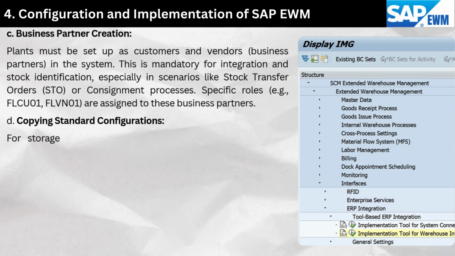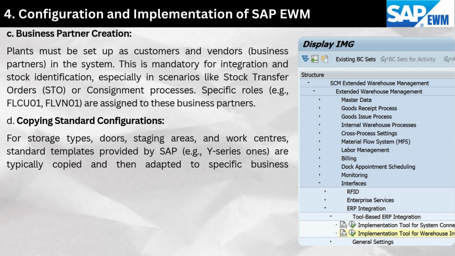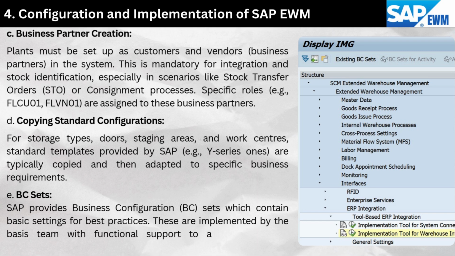Copying standard configurations. For storage types, doors, staging areas, and work centers, standard templates provided by SAP, e.g. Y-Series ones, are typically copied and then adapted to specific business requirements. BC sets. SAP provides business configuration, BC, sets which contain basic settings for best practices. These are implemented by the basis team with functional support to activate standard configurations for EWM.